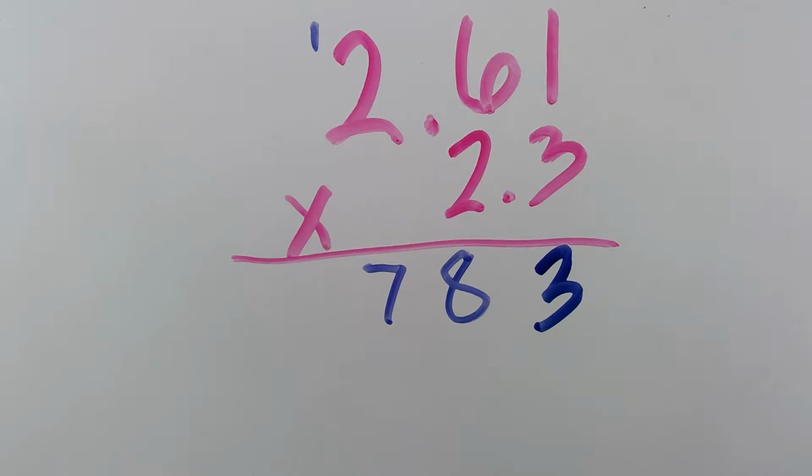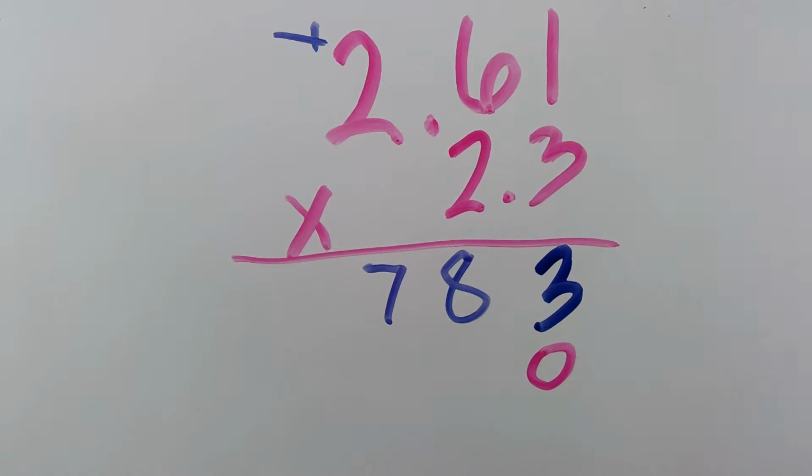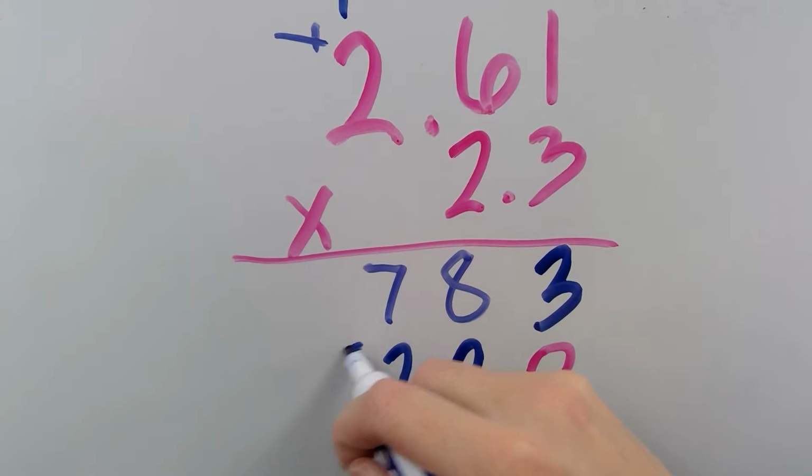Now I'm moving to the 2. So I can cross off anything that I carried. And because I'm moving to the 2, and it's a place value larger, I have to put a placeholder 0. And now I can multiply the 2 through. 2 times 1 is 2. 2 times 6 is 12. 2 times 2 is 4, plus 1 more is 5.